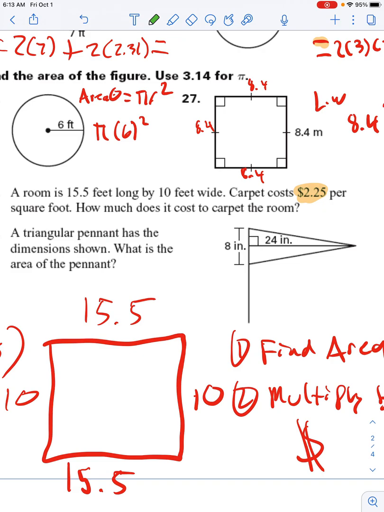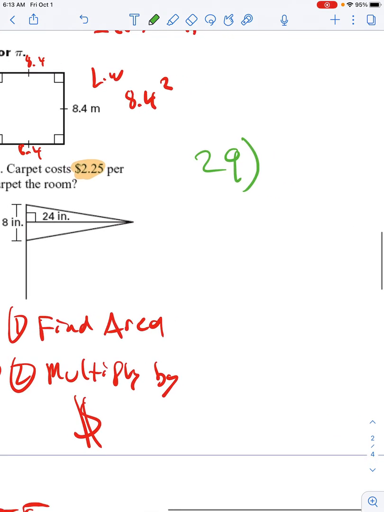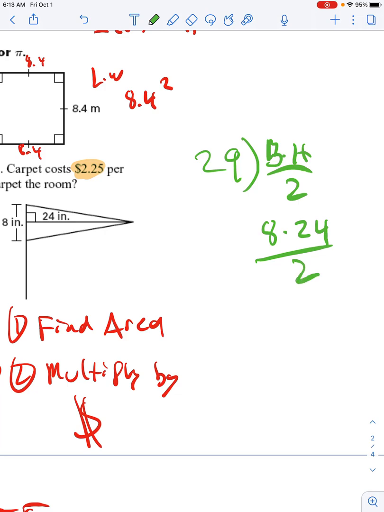Number 29. A triangle pennant has the dimension shown. What is the area of the pennant? Again, the area of a triangle is base times height divided by 2. It's nice that we are given the base and the height. So I'm just going to fill it in. 8 times 24 divided by 2.